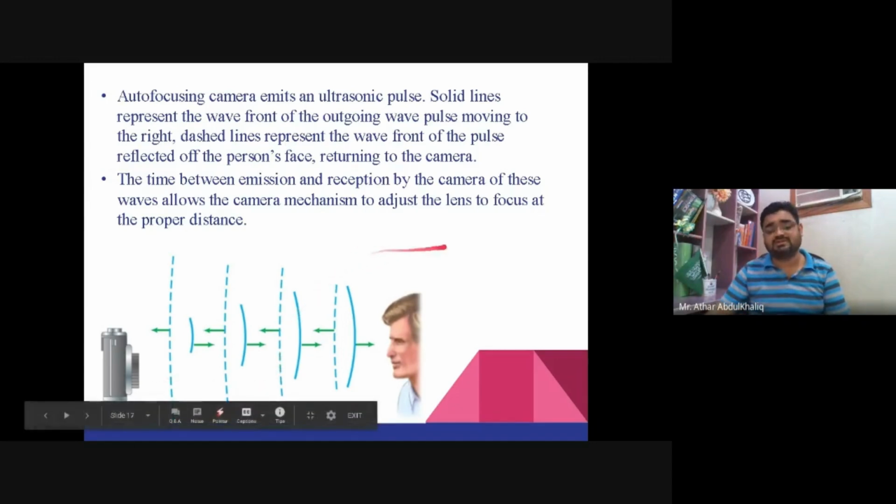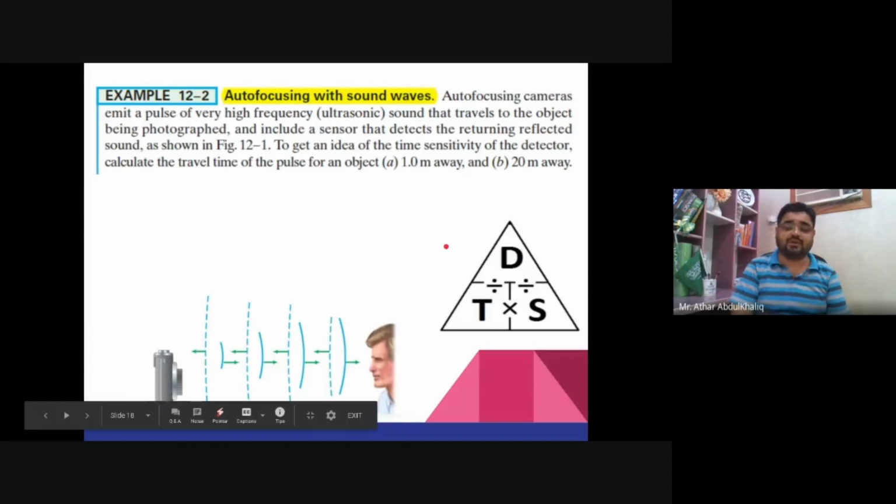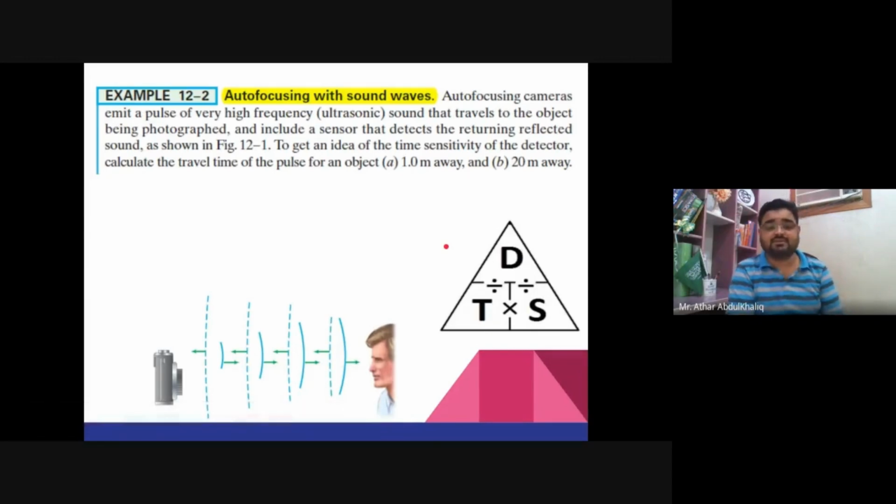So now the question is, we are going to use an autofocusing camera, and autofocusing cameras emit a pulse of very high frequency, that is ultrasound or ultrasonic, that travels to the object being photographed, and include a sensor that detects the returning reflected sound, as shown in figure 12.1. To get an idea of the time sensitivity of the detector, calculate the travel time of the pulse for the object which is 1 meter away. So how to find the travel time? You need to find the time.